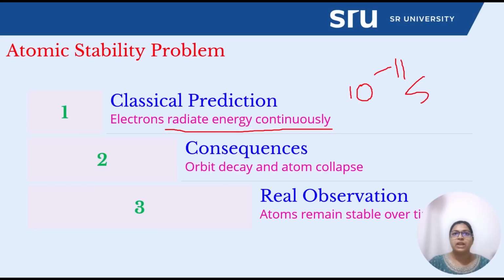So the real observation that comes to us is that atoms are remarkably stable. Matter around us does not collapse, and spectral lines of an element like hydrogen are discrete, not continuous. So this discrepancy between prediction and observation highlighted the limitation of classical physics and led to the birth of quantum theory.